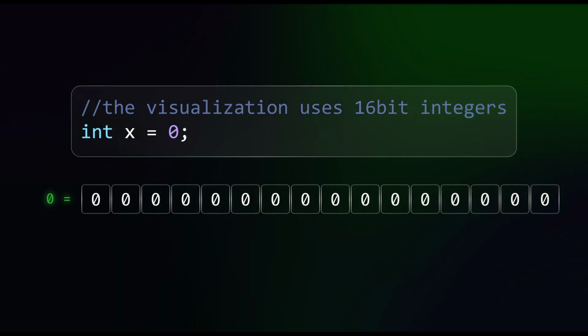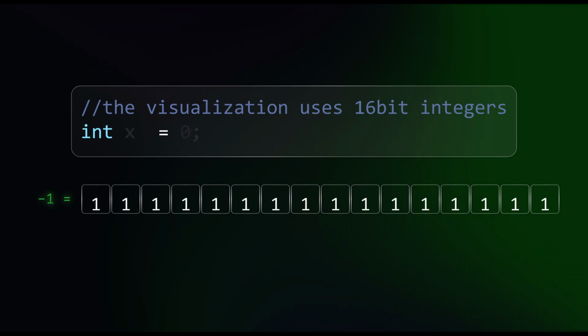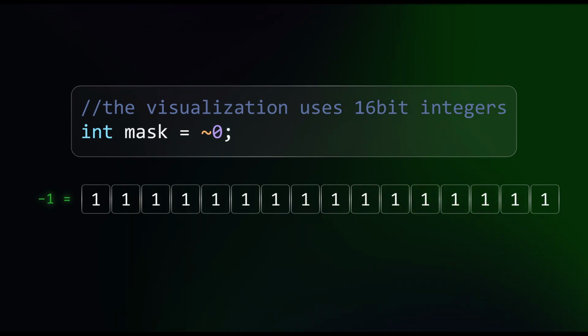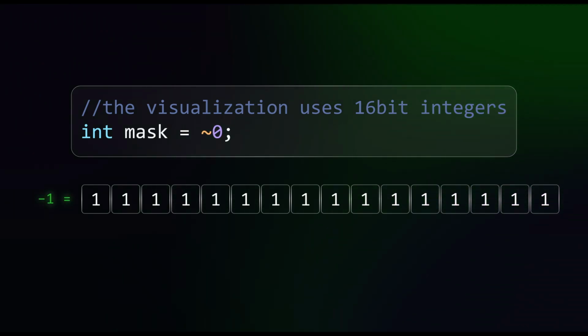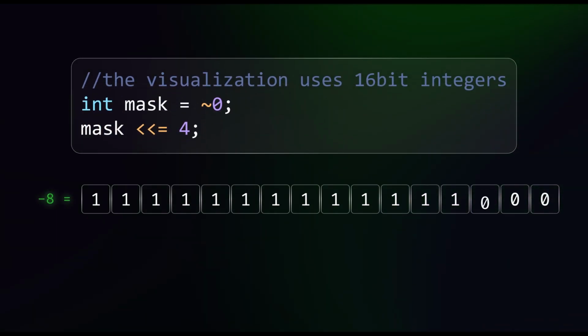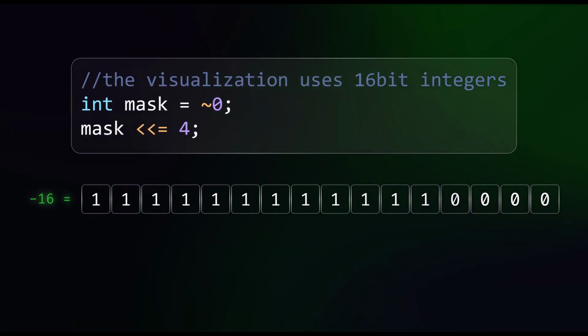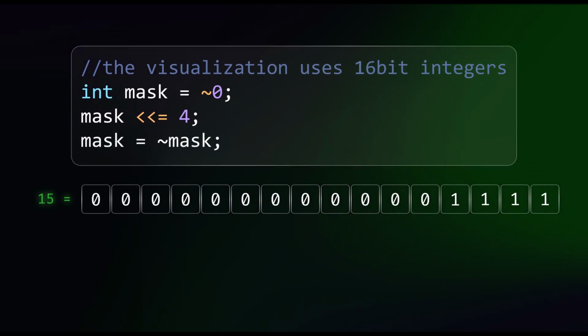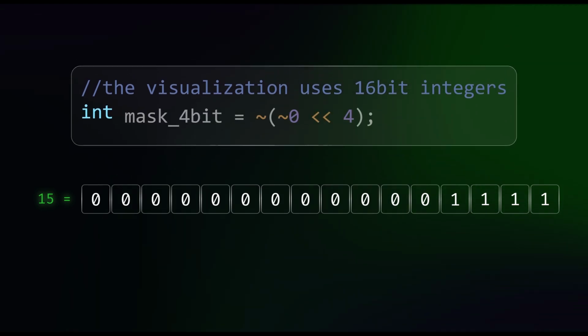To create a bit mask in C++, we start with a number where all the bits are set to 1, which is just tilde 0. Of course, 0 in binary is represented as zeros all the way. Then we shift it left by however many bits we want. Let's say 4. This pushes the ones to the left and leaves the zeros in the lower bits. Next we invert the result. Now we have a mask where only the lowest 4 bits are set to 1 and everything else is 0. Let's write this in a shorter form.